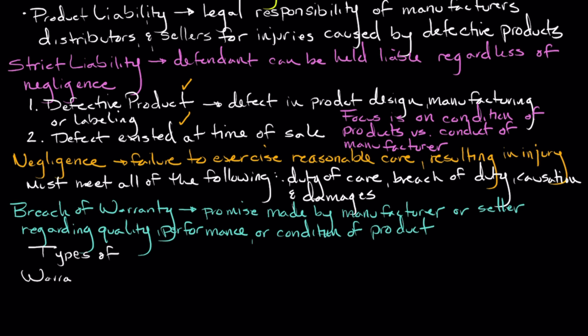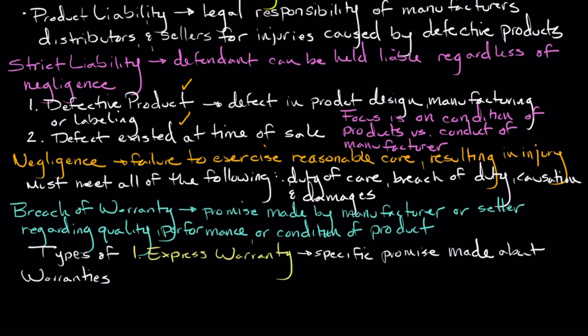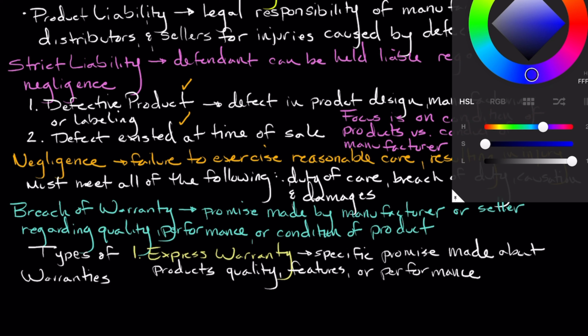The first is what's called an express warranty. An express warranty is a specific promise made by the manufacturer or the seller about the product's quality, features, or maybe even its performance. If the product fails to meet the express warranty, then the plaintiff can bring a claim for breach of warranty.